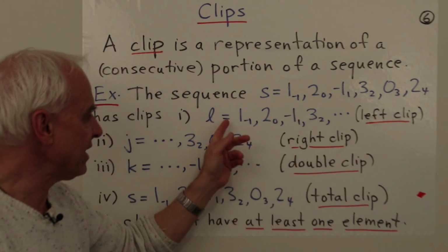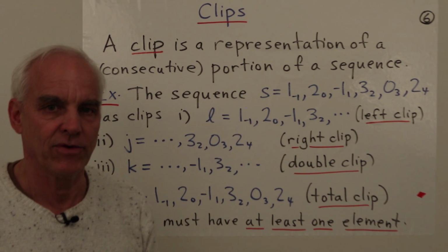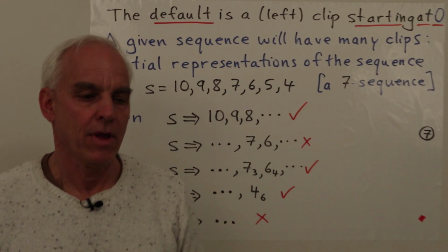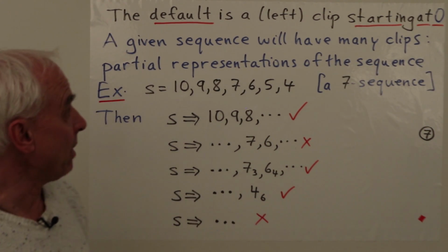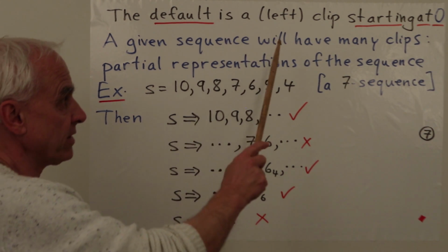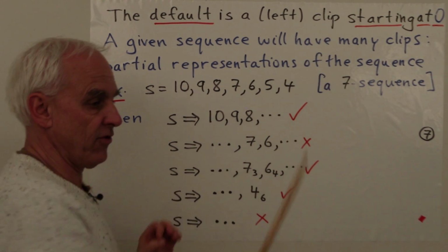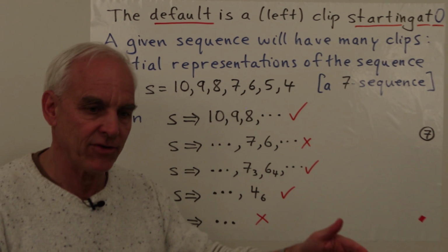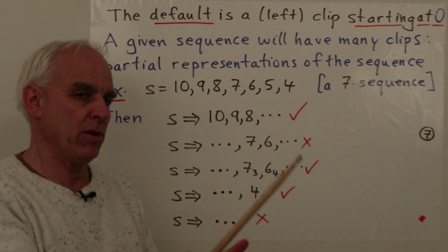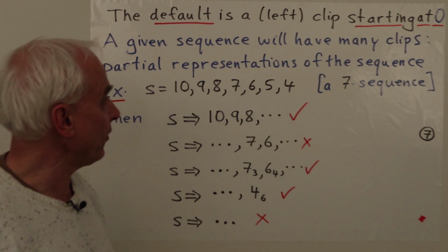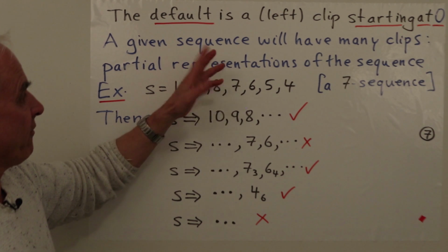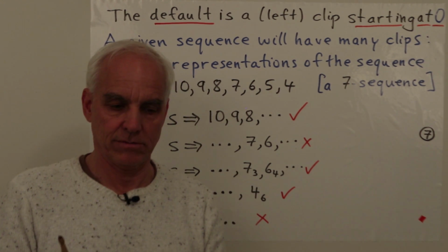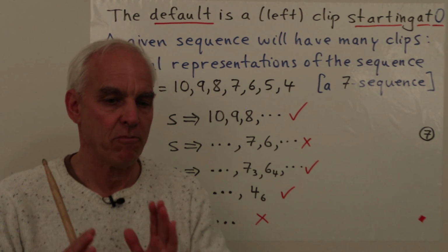There's the sequence. These are clips from the sequence. They're partial information. We're losing something. And just as with sequences, let's establish a default condition. We'll say that default is a left clip starting at 0. So if we want to be lazy, we can leave off the indexes, in which case we're assuming we start with 0, just as we did for sequences. So a given sequence will have many clips. These are partial representations of the sequence. We're getting a snapshot of part of the sequence.